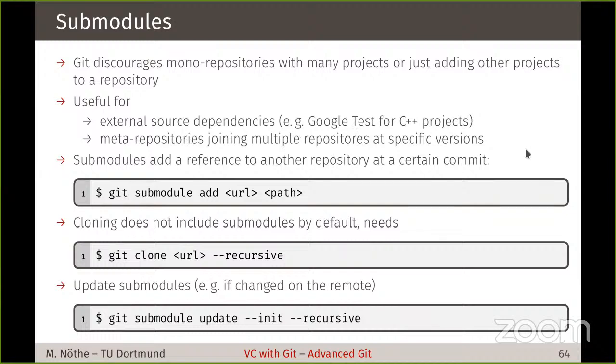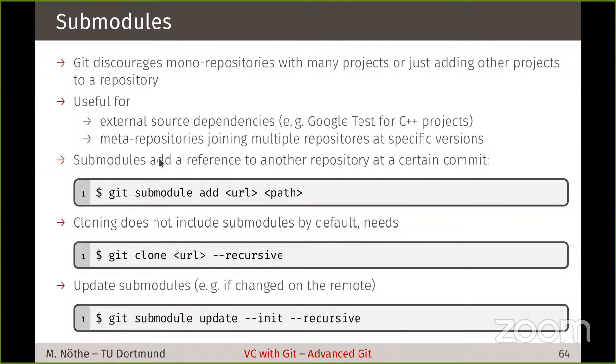Or if you have so-called meta repositories where you join many repositories together at specific versions, to also have a history of which versions of software you use together. So for example, if you do a paper or a scientific study, you could create a repository for that paper and then add all the software you use as submodules at specific versions. So it's clear which versions of the software you used for that paper.